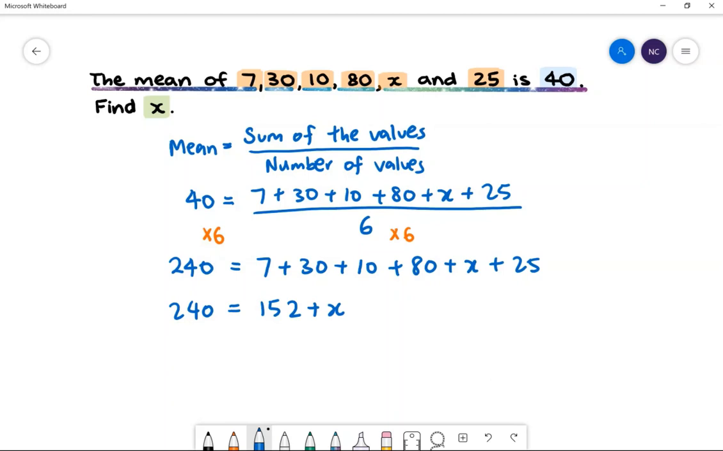Finally, we want to get x by itself. To do that, we need to move 152 away by subtracting 152 from both sides. On the left-hand side, we'll get 240 minus 152, and on the right-hand side, we're left with x. Therefore, the value of x will be 88.